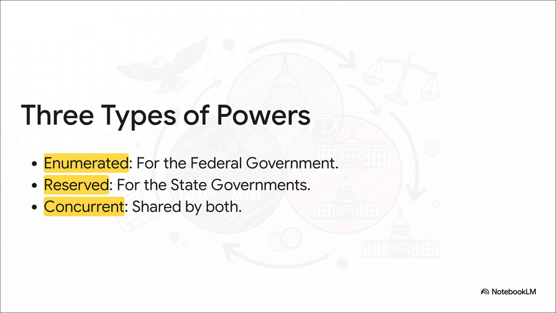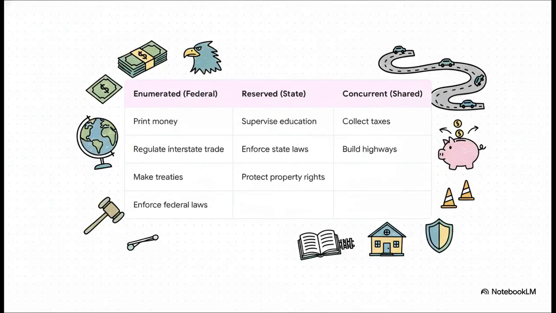Now, these categories have some official-sounding names. You've got enumerated powers. Those are the powers specifically listed or enumerated for the federal government. Then you have reserved powers, basically everything else that's reserved for the states. And finally, concurrent powers. These are the jobs that can happen concurrently, or at the same time, at both the federal and state levels. And this is where it gets really interesting, where the rubber meets the road.